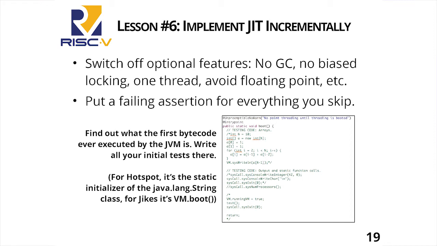Because if you're trying to load a program into the JVM, you'll likely crash somewhere in the runtime system before you even get there. So it actually turns out that bytecode gets executed in some unexpected locations sometimes. For example, in HotSpot, the first place where bytecode gets executed is in the static initializer of java.lang.String. In Jikes, it's a bit easier. It's in the VM.boot function. So if you put all your testing there and then incrementally start implementing bytecodes, that's a good way to get your just-in-time compiler running and get further through the boot sequence.